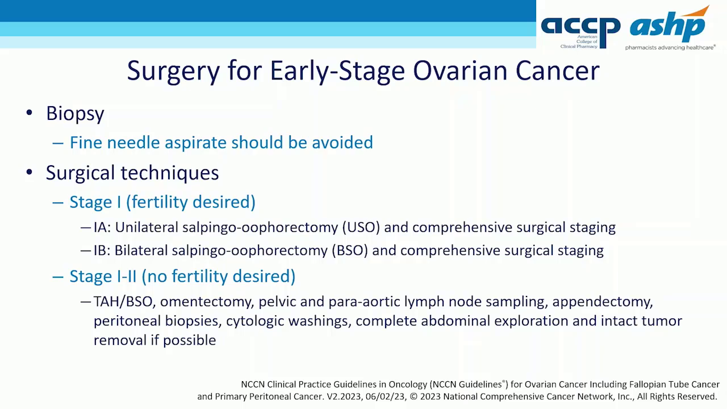And so even with our early stage, I did indicate that we do need to do surgery for these patients, but if someone still desires fertility and they're early stage, you do have some options for fertility-sparing procedures. So if it's a 1A, you're able to do a unilateral salpingo-oophorectomy, followed by surgical staging once the patient is done with fertility or no longer desires fertility. And then 1B, you're able to do a bilateral salpingo-oophorectomy, but still sparing the hysterectomy at that time. If they're stage 1 through 2 or they don't desire fertility at this time, we would still favor that comprehensive surgical staging.